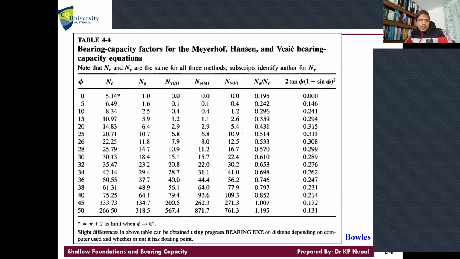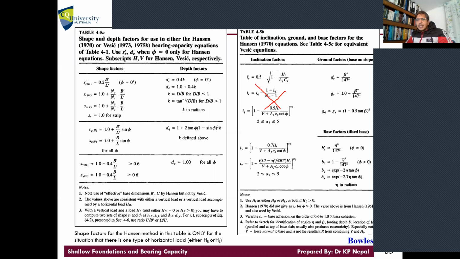So now, there is no load inclination. We don't apply this correction. There is no ground inclination. We don't apply this correction. No base inclination. We don't apply these corrections, right? You need to correct only what I said before, the shape factor and then the depth factor. Okay. For shape factor, Hansen is this equation, is it?